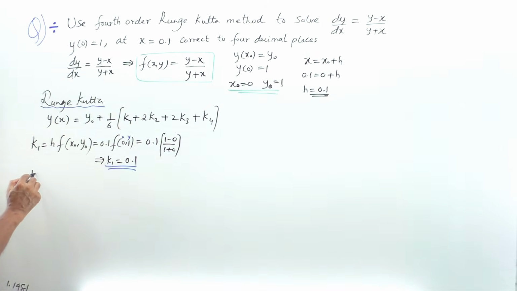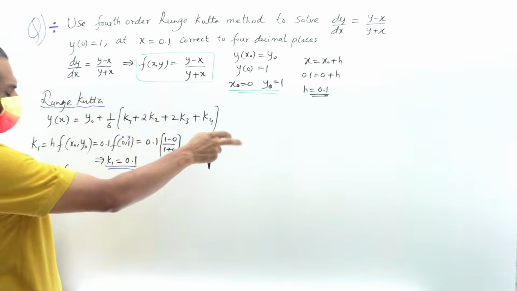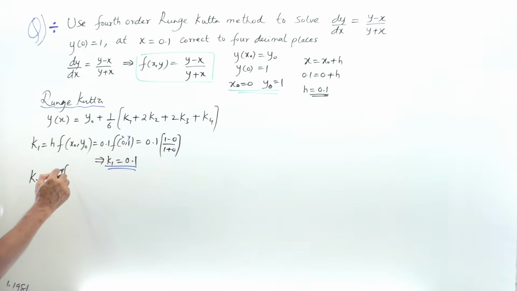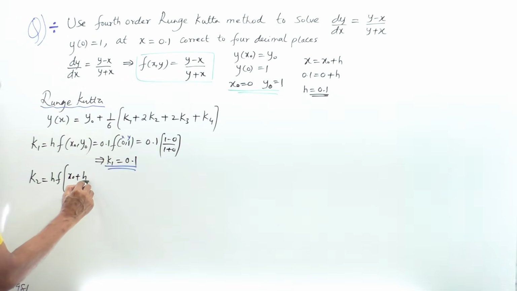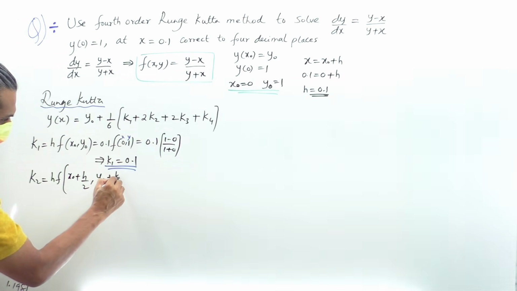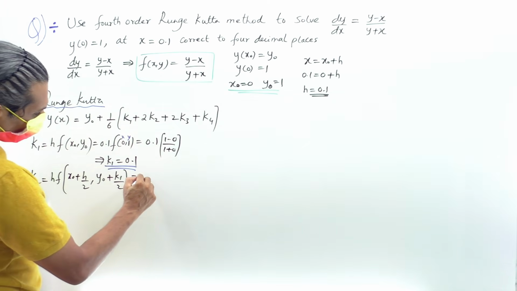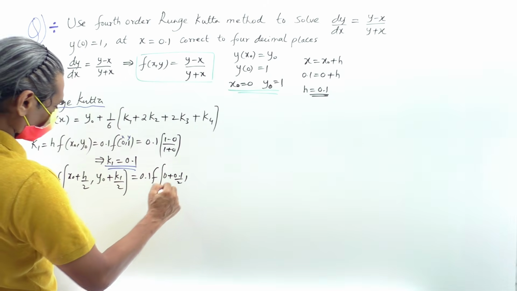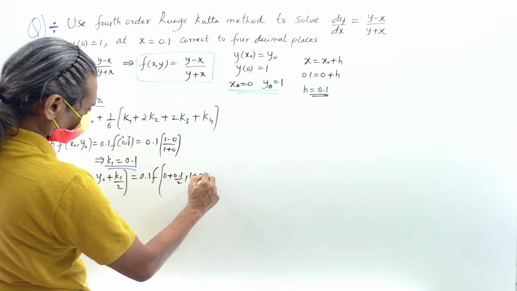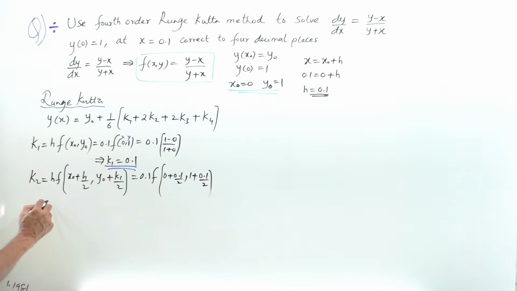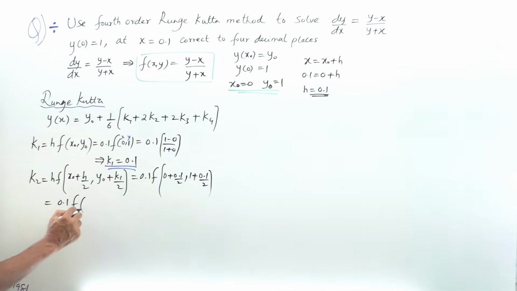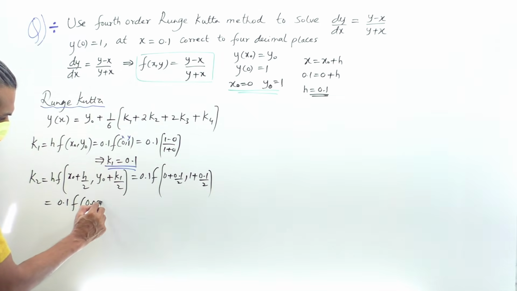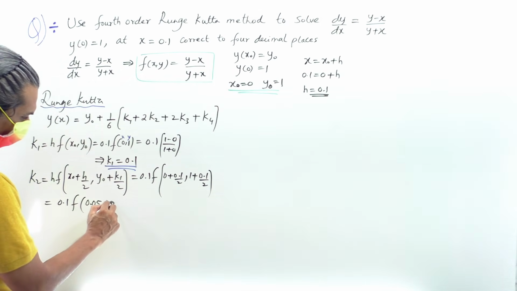Now let's find the value of k2. Memorize the formula. To find the constants k1, k2, k3, we use this formula. So k2 is h into f of x naught plus h over 2 comma y naught plus k1 over 2, and that will be 0.1 into f of 0 plus 0.1 by 2 comma 1 plus 0.1 by 2. It's a simple thing: 0.1 into f of, 0.1 by 2 is 0.05, comma 1 plus 0.1 by 2 is 1.05.